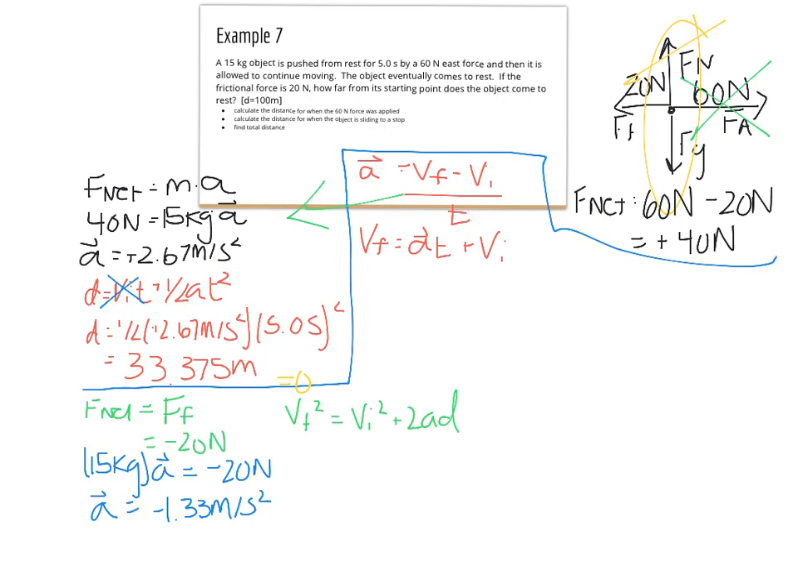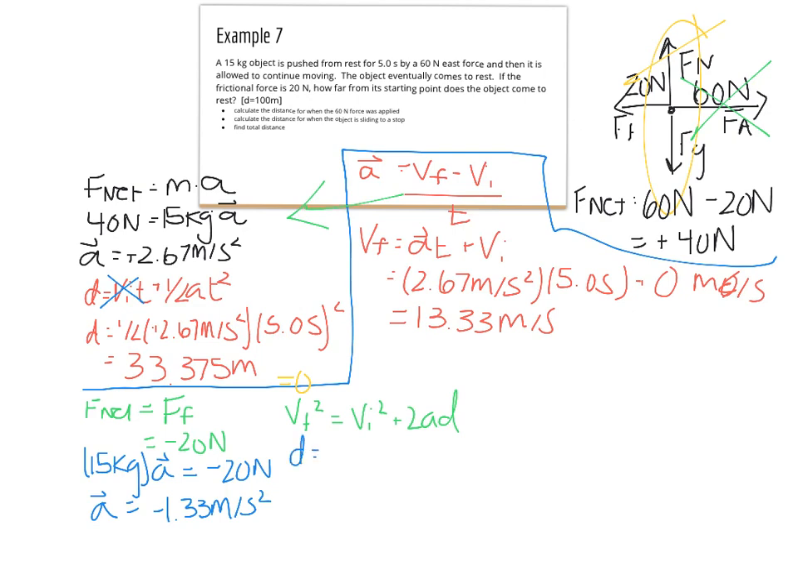All right, so 2.67 meters per second squared for 5 seconds, and Vi again was 0 here. We started at rest, so we get 13.33 meters per second. It accelerated from 0 to 13.33, and now we're going to use that in our second piece here. So I'm going to solve for displacement, which will be Vf squared minus Vi squared all over 2A.